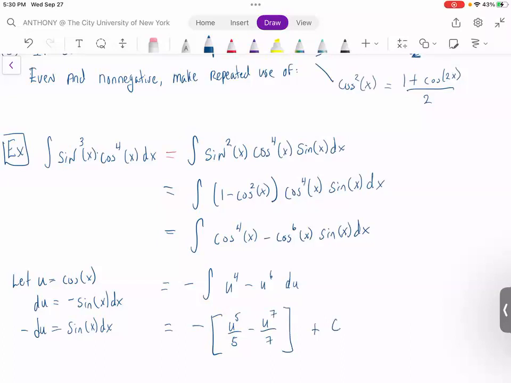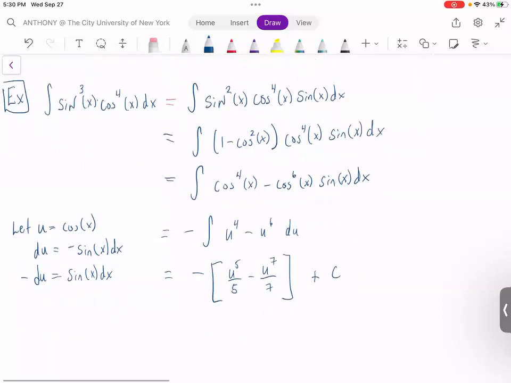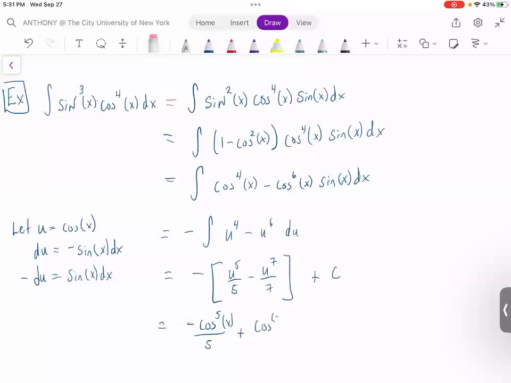But what was my u? My u was cosine. So there's two things I can do here. I'm going to replace the u with cosine, and I'm going to distribute the negative inside the parentheses. So the first term will be negative, but the second term is going to be positive. There you go. So you have negative cosine to the fifth power of x over 5 plus cosine to the seventh power of x over 7 plus c. And that's it. That would have been my answer.